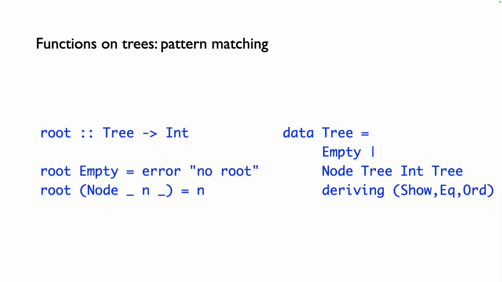Similarly, we can define a function root that takes a tree and gives us the value that occurs at the root. Now, if we apply this function to empty, there isn't a value, so we call the error function with the string "no root". If there is a value, if it's a node and the value held there is n, we just return the value n. And again, we use wildcards to match over the two subtrees because they're not relevant here.